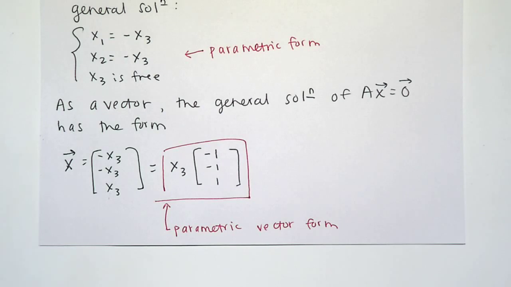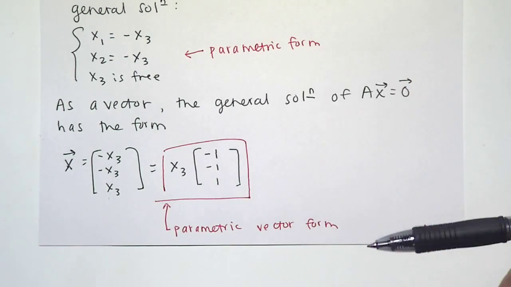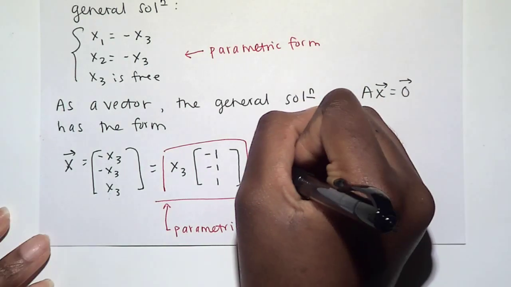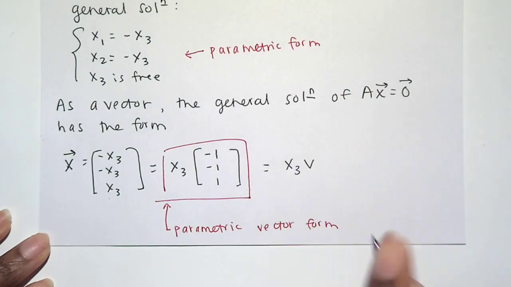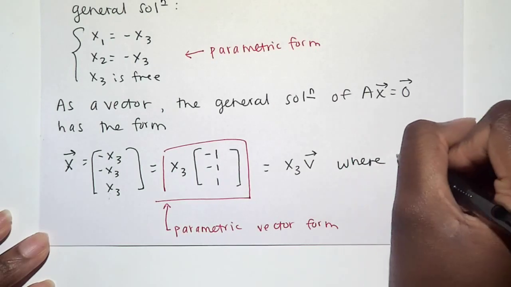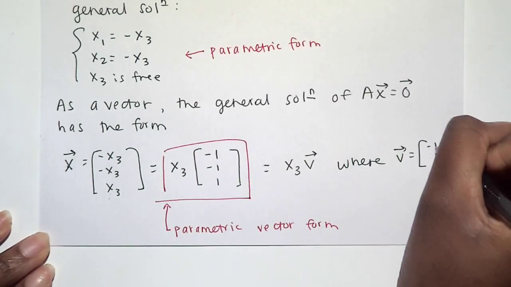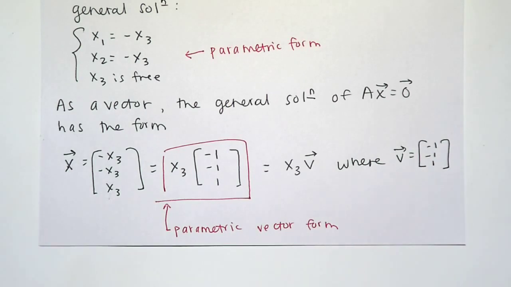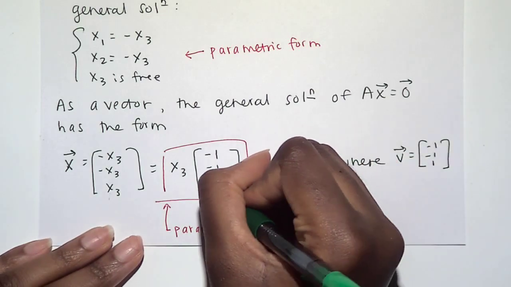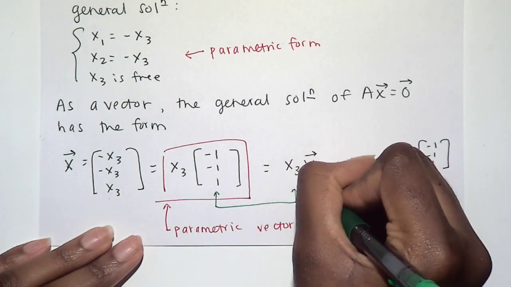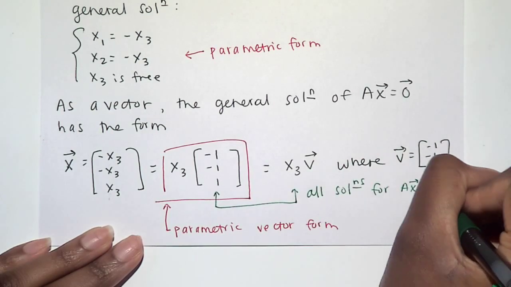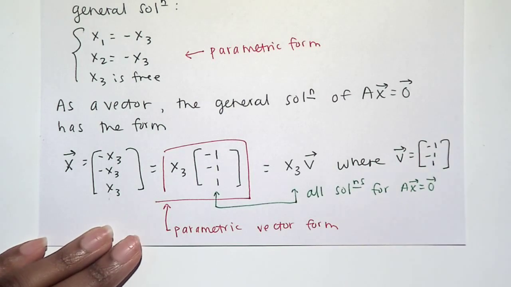All right, so what does this mean? Well, that means we can write every single solution for our system, Ax equals 0, as x3 times this vector, which I'm going to give a name, calling it v. So every solution looks like this. All solutions have this form.